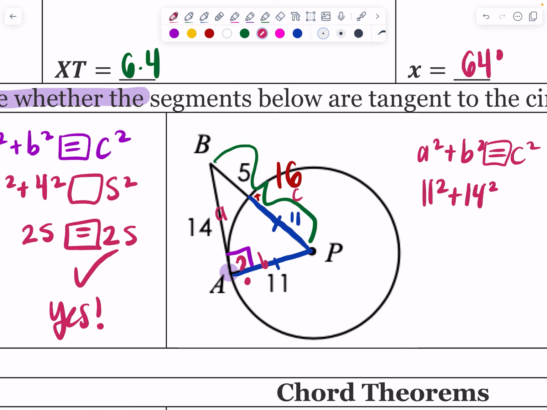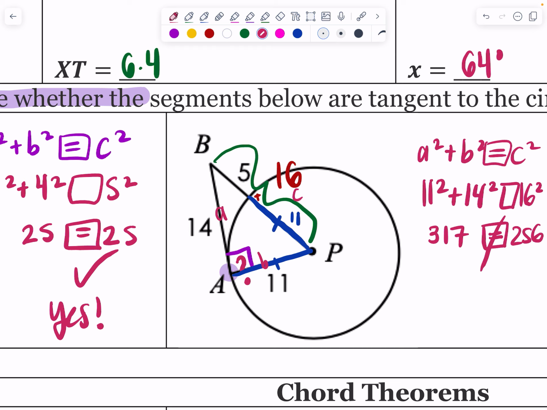So 14 squared plus 11 squared, and we're going to see how that compares to 16 squared. 14 squared plus 11 squared is going to be 317. 16 squared, I think, is 256. So are those equal? No, those are not equal. And so since those are not equal, I'm going to do an equal sign and slash it out. Since those are not equal, we know that that is not a right triangle.